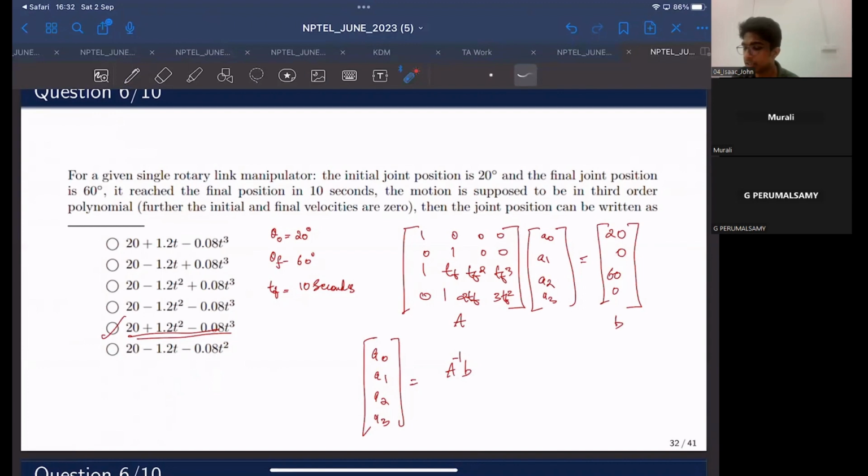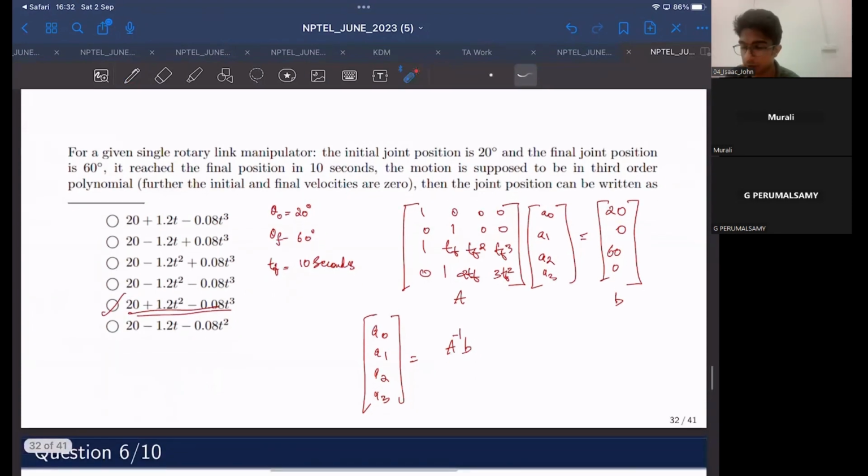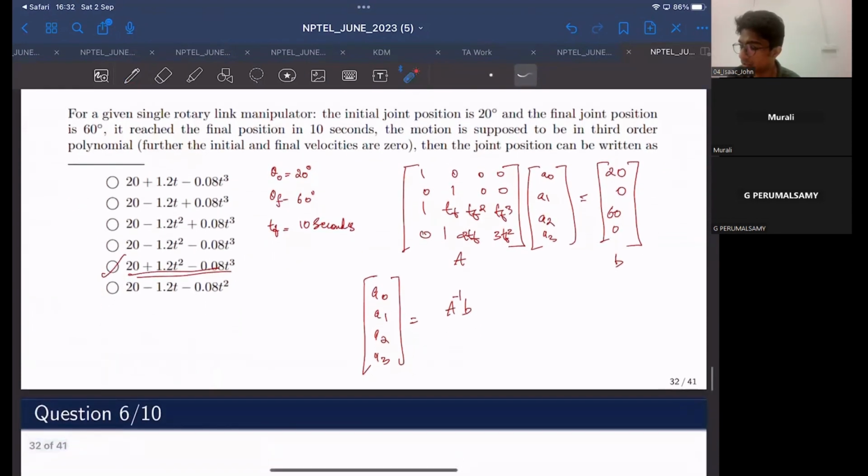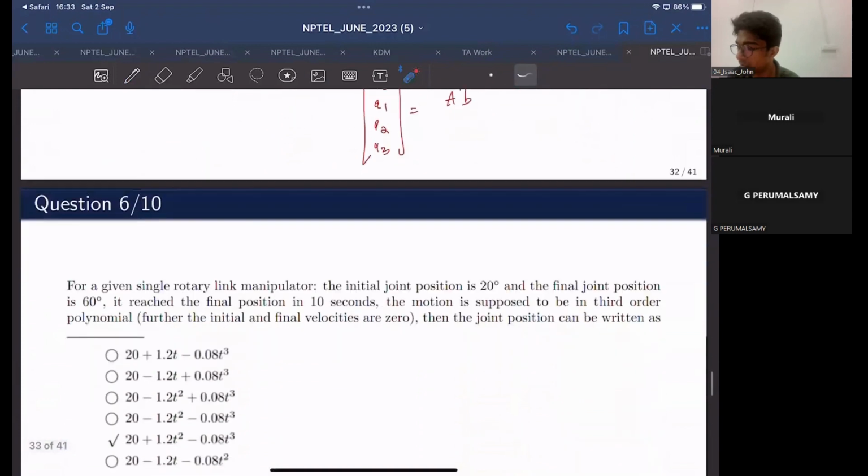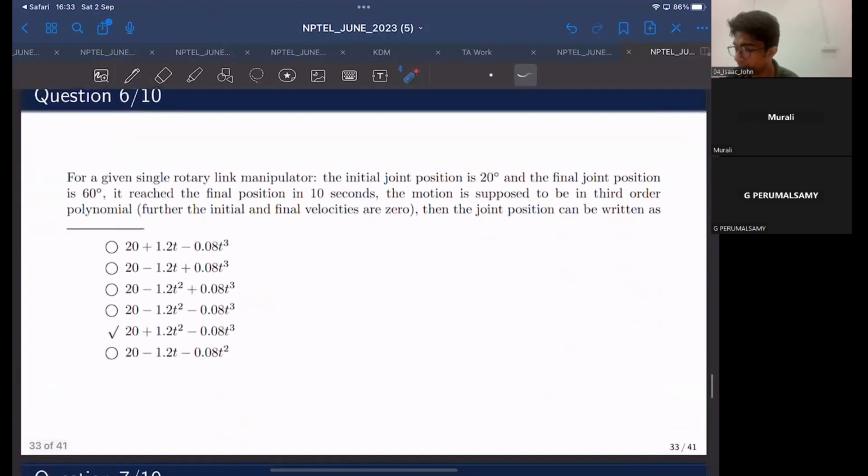Right? So if you do that, the answer is indeed going to be option E, or the fifth option. Okay, you could use MATLAB or Octave or even your scientific calculator. They have the capabilities to perform 4x4 matrix inverses. So the answer is indeed option 5.